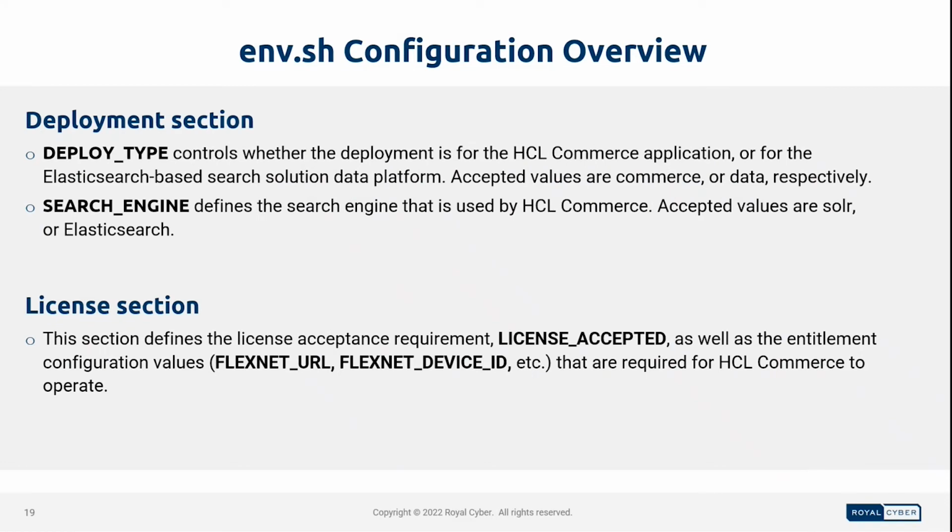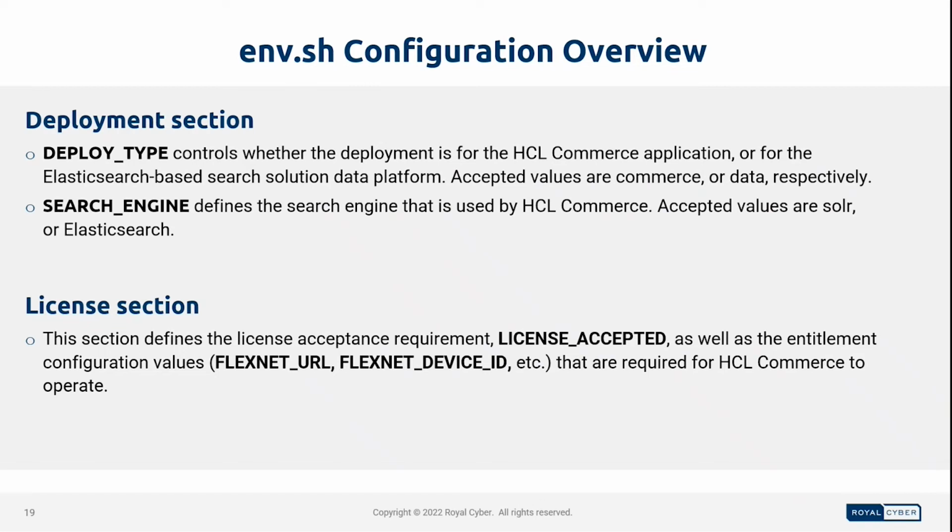env.sh configuration overview. In env.sh configuration, we have a couple of sections. First, we have the deployment section. This section defines the deployment configuration parameters that define the applications that are included. First, we have deploy_type. This parameter controls whether the deployment is for the HCL Commerce application or for the Elasticsearch based search solution data platform. Accepted values are commerce or data respectively.